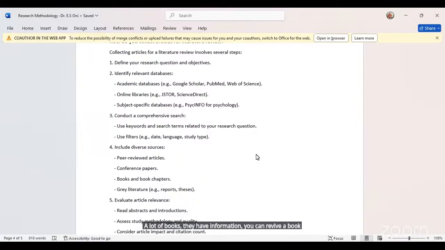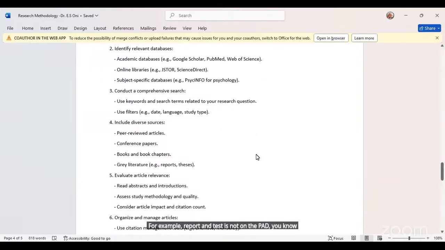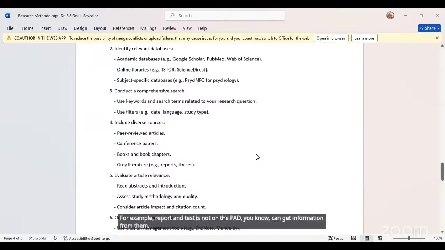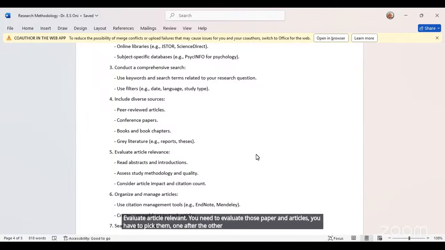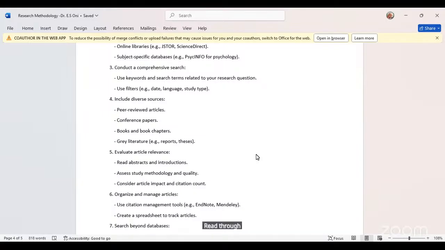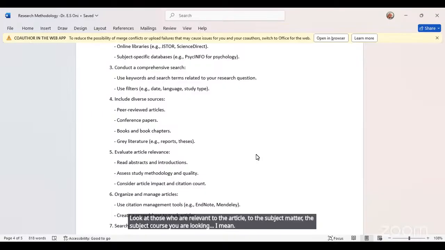That's what they call gray literature. For example, reports and theses. Those doing a PhD can get information from there. Then number 5, you evaluate article relevance. When you download those papers and articles, you have to pick them one after the other, sit down, and read through them. You must scan through them and look at whether they are relevant to your subject matter, the subject you are doing your project on.